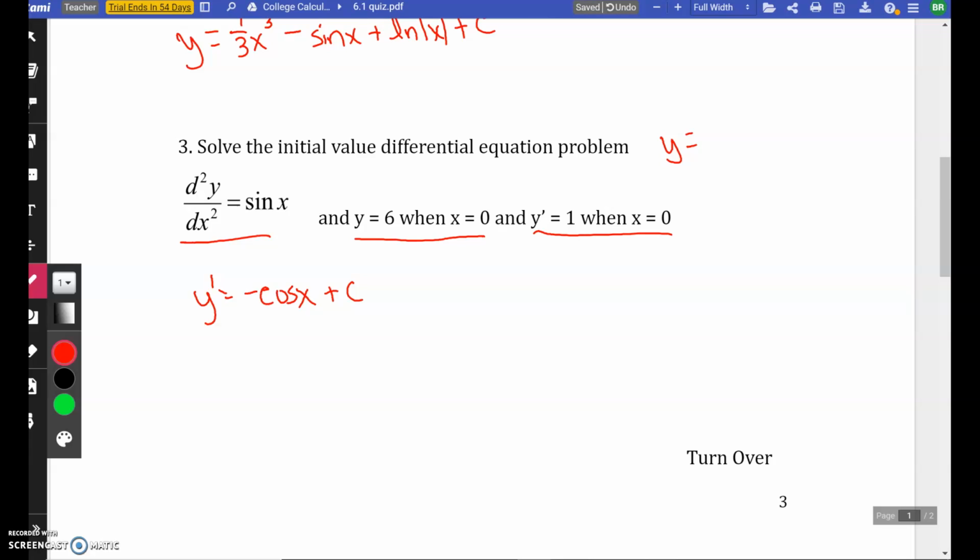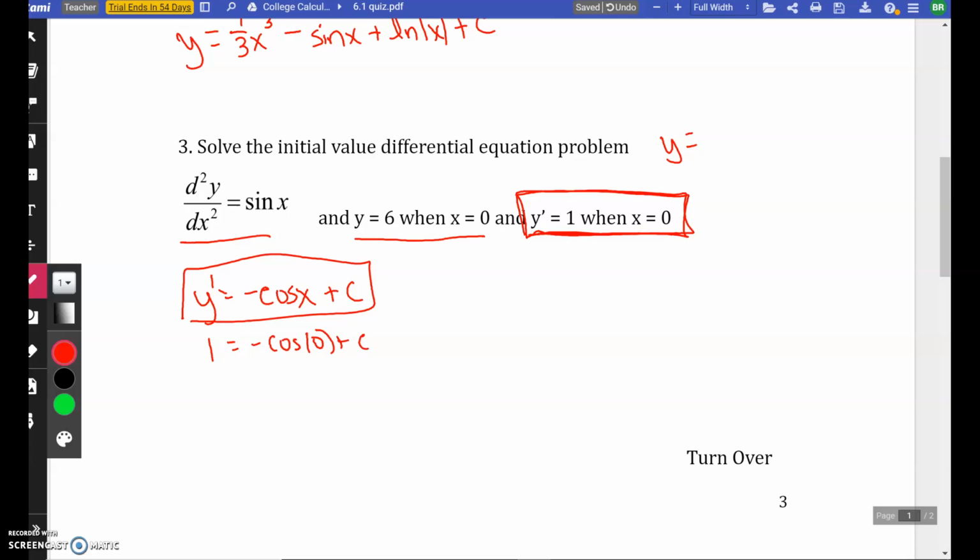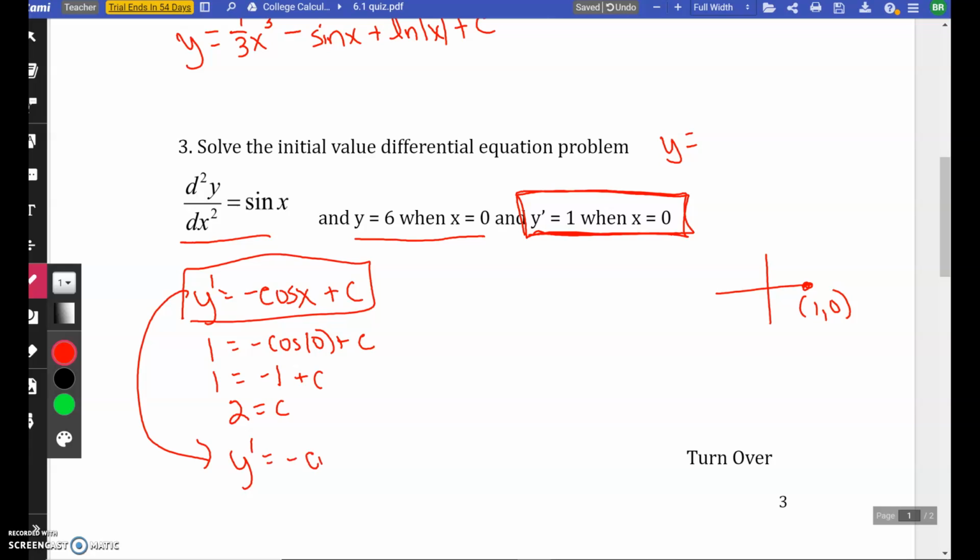I need to find out what that c value is before I go, so I use the fact that when x is 0, I know the derivative is 1, so I'm going to plug that in here. Derivative is 1 when x is 0. Trig at 0, function point is 1, 0, so cosine is the x, so I've got 1. So that c is 2. So I'm going to go back up here. I'm going to rewrite it, and I know the derivative is negative cosine x plus 2.